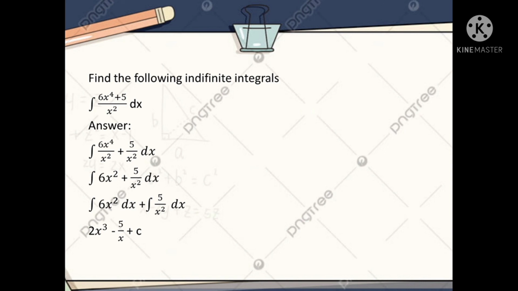Then separate it so that it can be added up and keep the letters dx. So the integral of 6x squared dx plus the integral of 5 over x squared dx, and so 2x cubed minus 5 over x plus c.